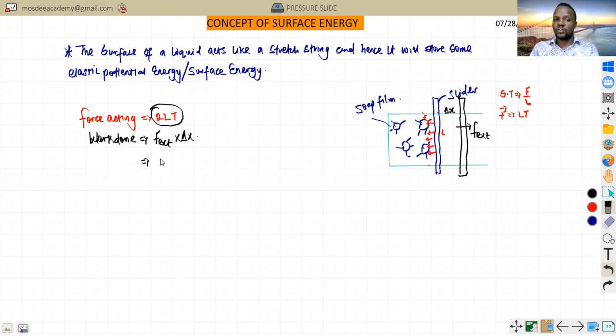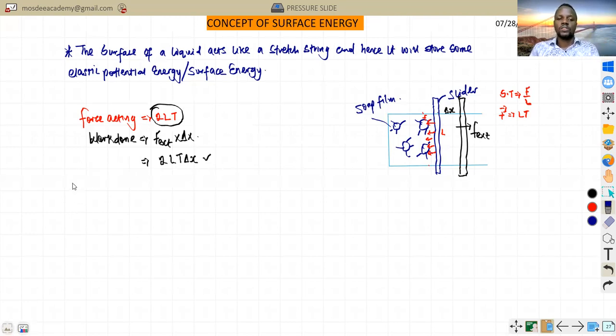LT. So you can say 2LT delta x. I hope students are following this because we are going somewhere. I hope you're understanding what I'm trying to say. I use a force to drag the slider and move it to a distance of x. What work was done? When work is done to move an object, there will be somewhat elastic potential energy.